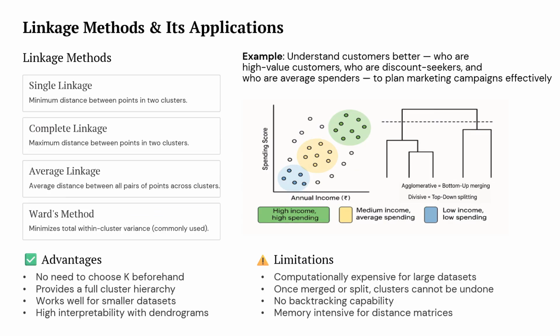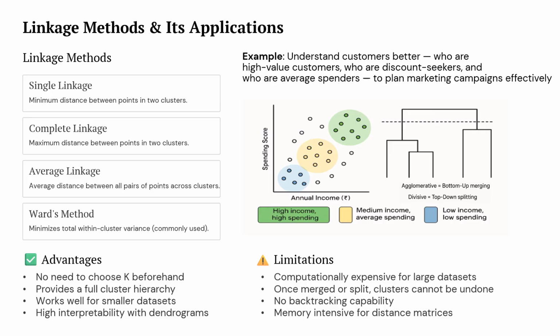Let us talk about linkage methods, the heart of hierarchical clustering. These methods decide how clusters are joined together based on the distance between points. Single linkage uses the closest points between clusters. Complete linkage looks at the farthest points. Average linkage takes, you guessed it, the average distance across all pairs. And the Ward method, the most popular, merges clusters that minimize total variance within groups.